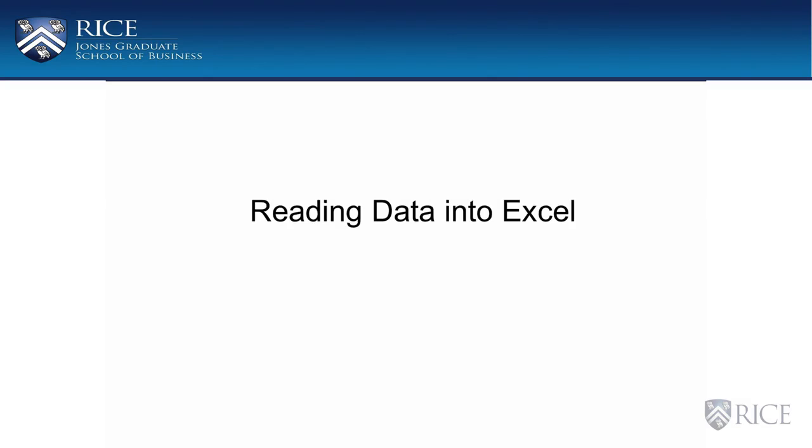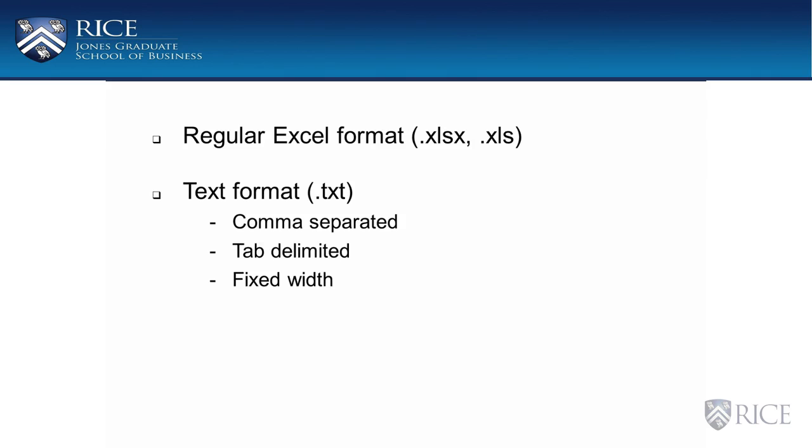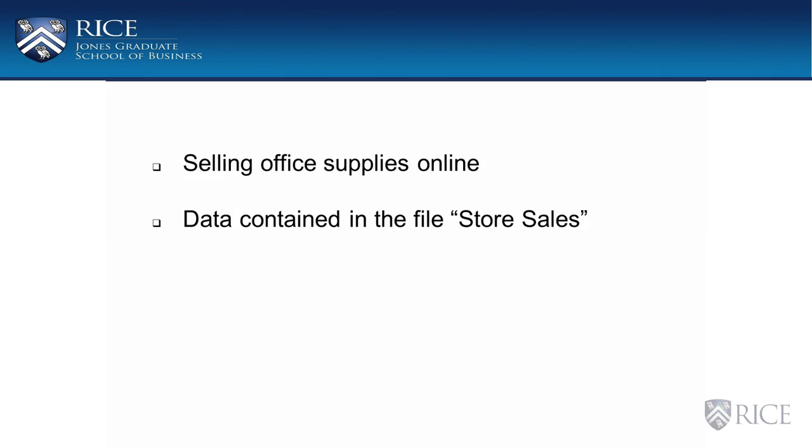We will look at two common input formats, namely the regular Excel data file with a .xlsx or .xls extension and text files with a .txt extension. Within the text files, we'll further look at a comma separated data file, a tab delimited data file and a fixed width data file. The data that we'll be using comes from a store in Canada selling office supplies online. The data consists of orders received by the store over a period of time and contains various variables associated with the order. Let us start by reading the Excel format data file.